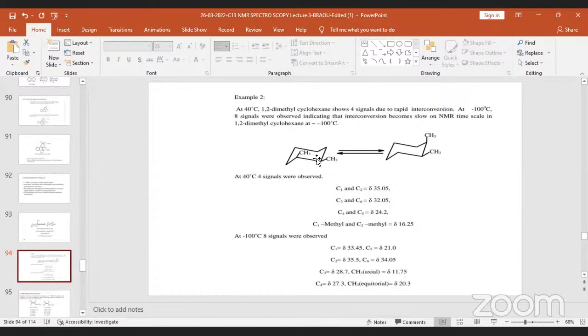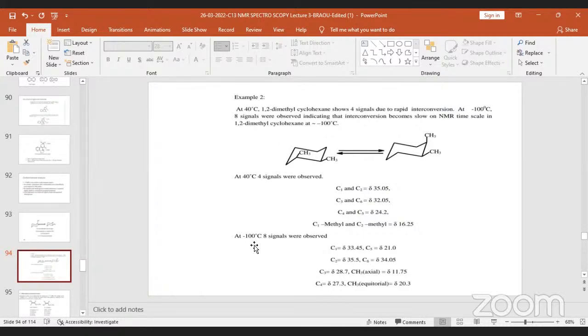So at 40 degrees, only 4 signals are observed. And slightly less than 40, there will be multiple patterns. Slowly the resolution takes place, but at minus 100 degrees centigrade, the interconversion slows down, and the NMR spectrometer will be able to see all non-equivalent carbons separately. So you have 8 non-equivalent carbons here, therefore 8 signals are observed in case of 1,2-dimethyl cyclohexane.